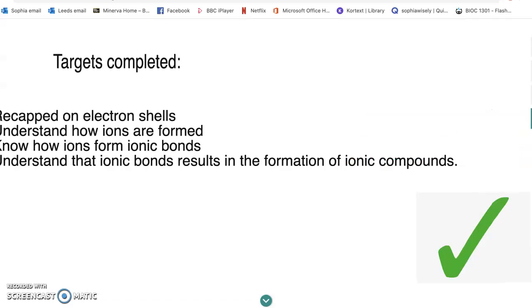Perfect. So the targets completed today, we've recapped on electron shells, we've understood the rules, and we've really solidified that. We've understood how ions are formed from the periodic table. We know how ions form ionic bonds and how to draw this. And we can understand that ionic bonds result in the formation of an ionic compound.